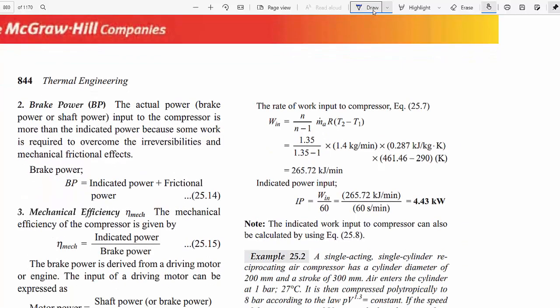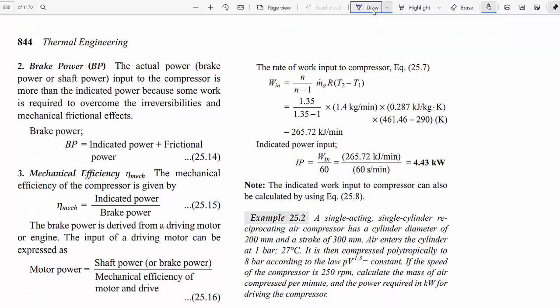Okay, then brake power is indicated power plus frictional power. Already said. Brake power is equal to indicated power plus frictional power. Then mechanical efficiency is indicated power by brake power. But in an IC engine, the mechanical efficiency is brake power by indicated power, because in an IC engine indicated power is developed in the cylinder and brake power is the output of the cylinder. But here indicated power is the input of the cylinder, brake power is the output of the indicator power is input.